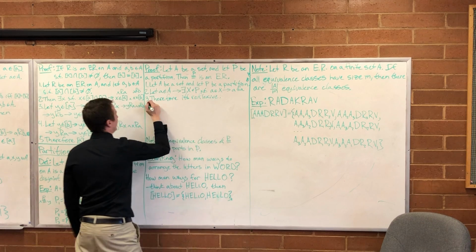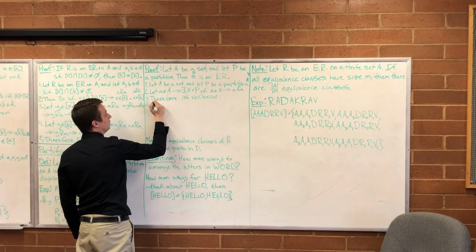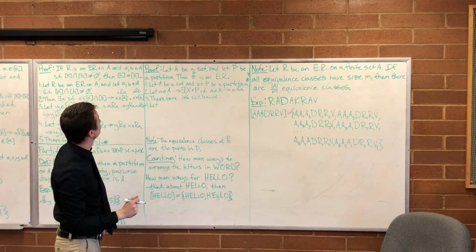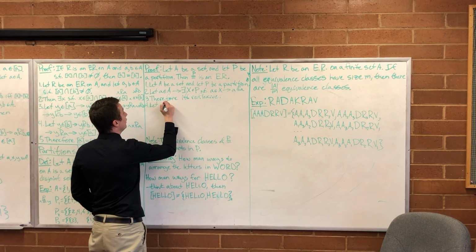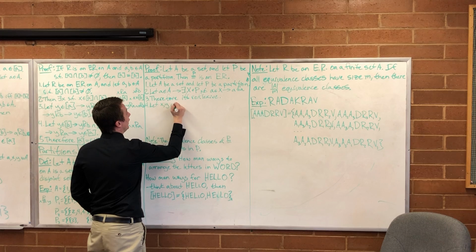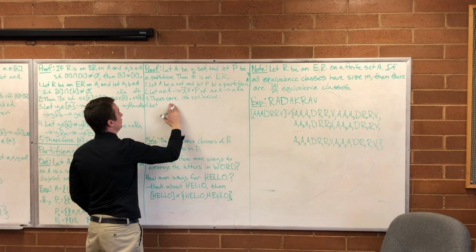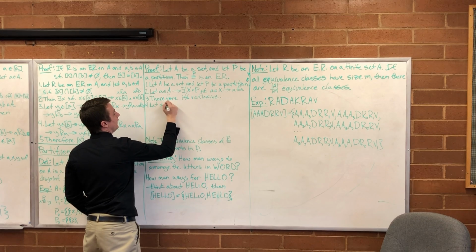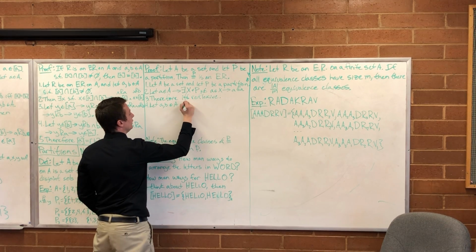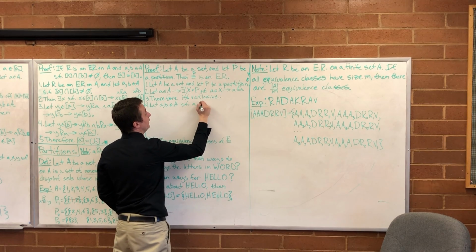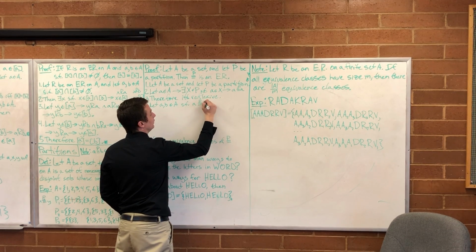Okay, what about symmetric? So let a, b be in A. Do we want to use x, y? Let's use a and b. Let a and b be in A such that a is related to b.